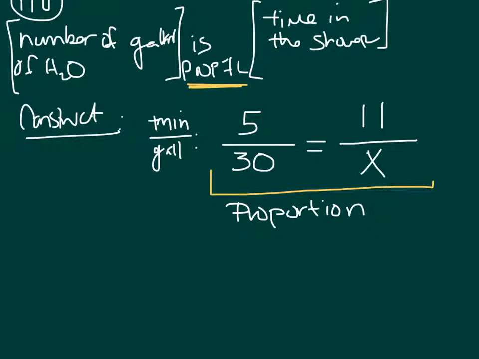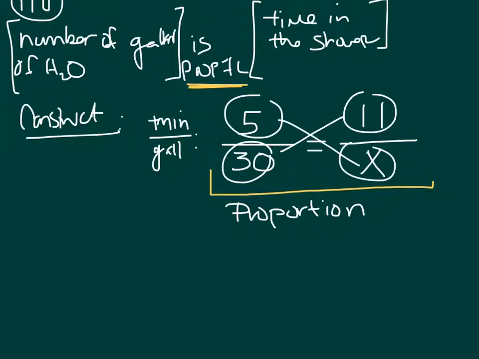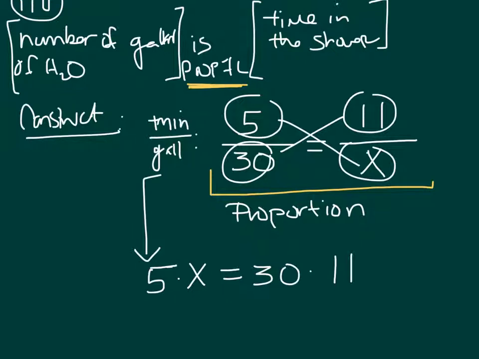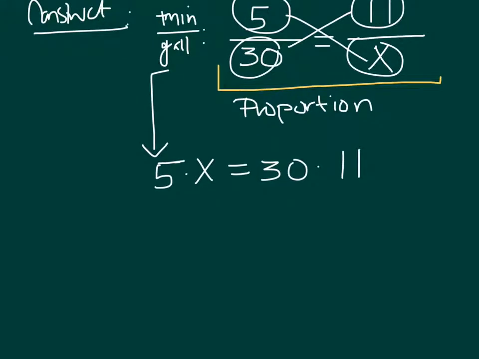So I can definitely cross multiply, and set them equal to each other. I have 5 times X equals 30 times 11. If you write 30 times 11 on the left and 5x on the right, that's fine. It shouldn't matter. Then we're just going to multiply this out. On your calculator, you can do 30 times 11. You're allowed to do that. So 30 times 11 is 330.